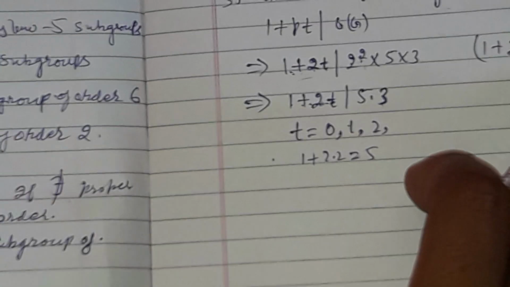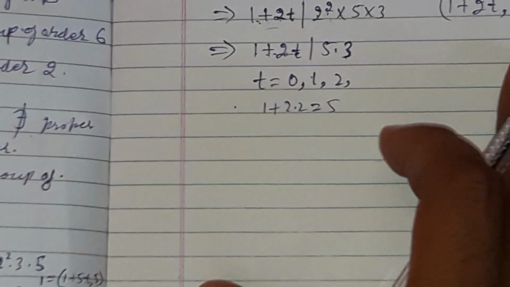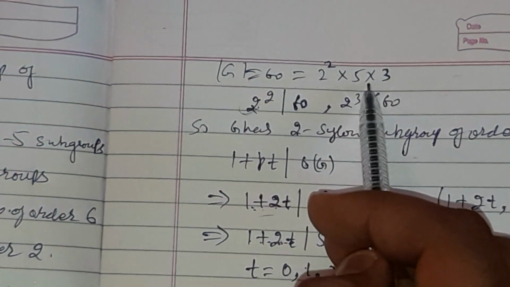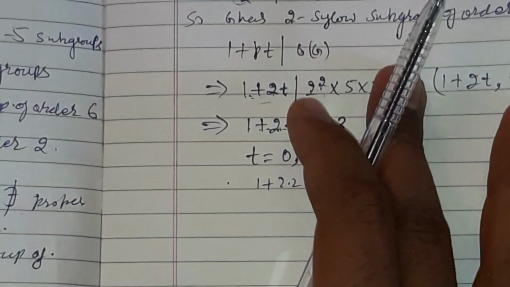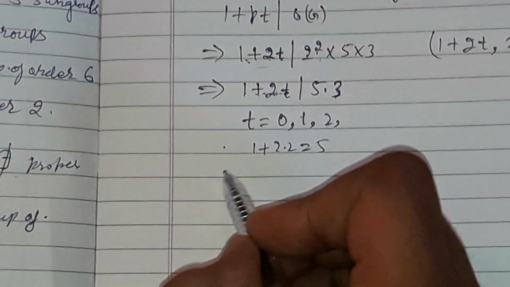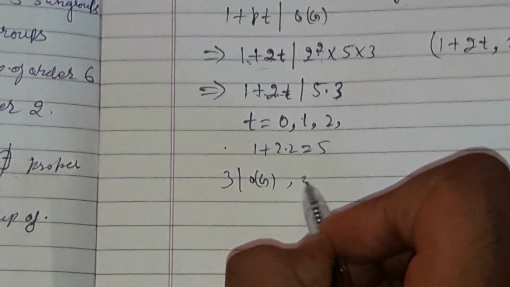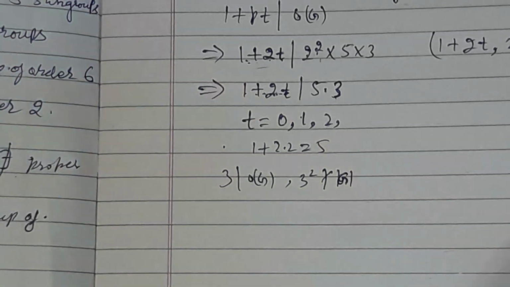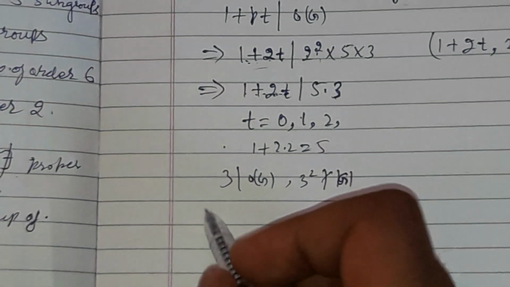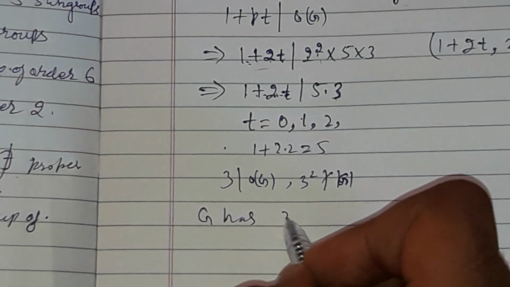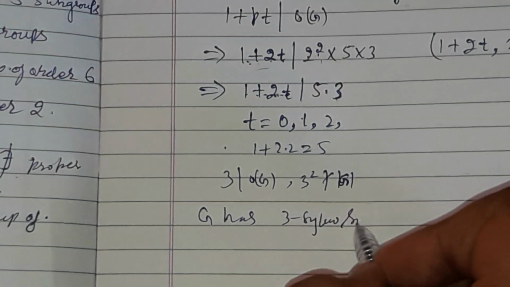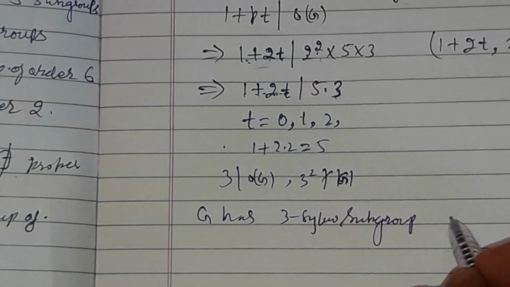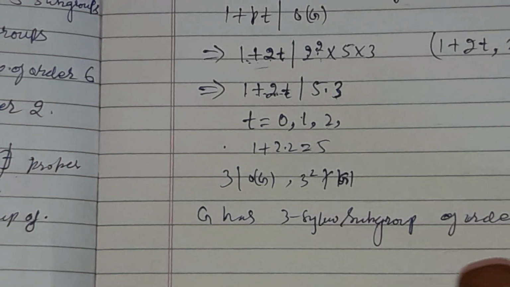Now let us work on 3. We know that the order of G is this. 3 divides the order of G, but 3 to power 2 doesn't divide the order of G because 9 doesn't divide 60. So G has Sylow 3-subgroups of order 3.